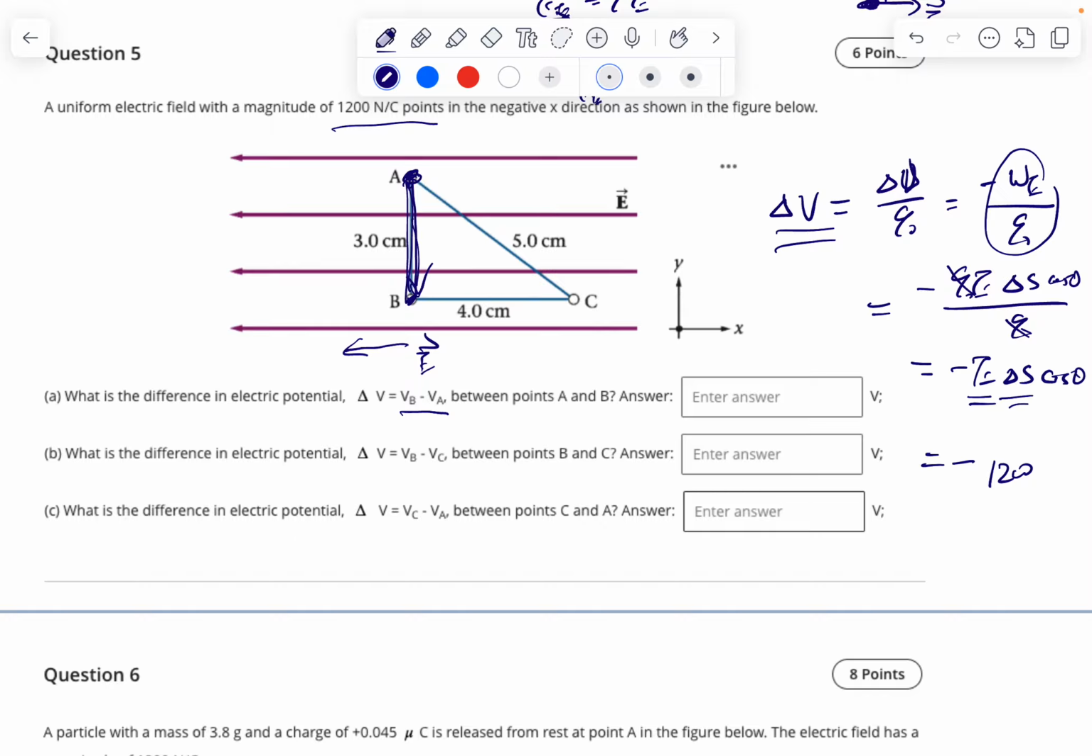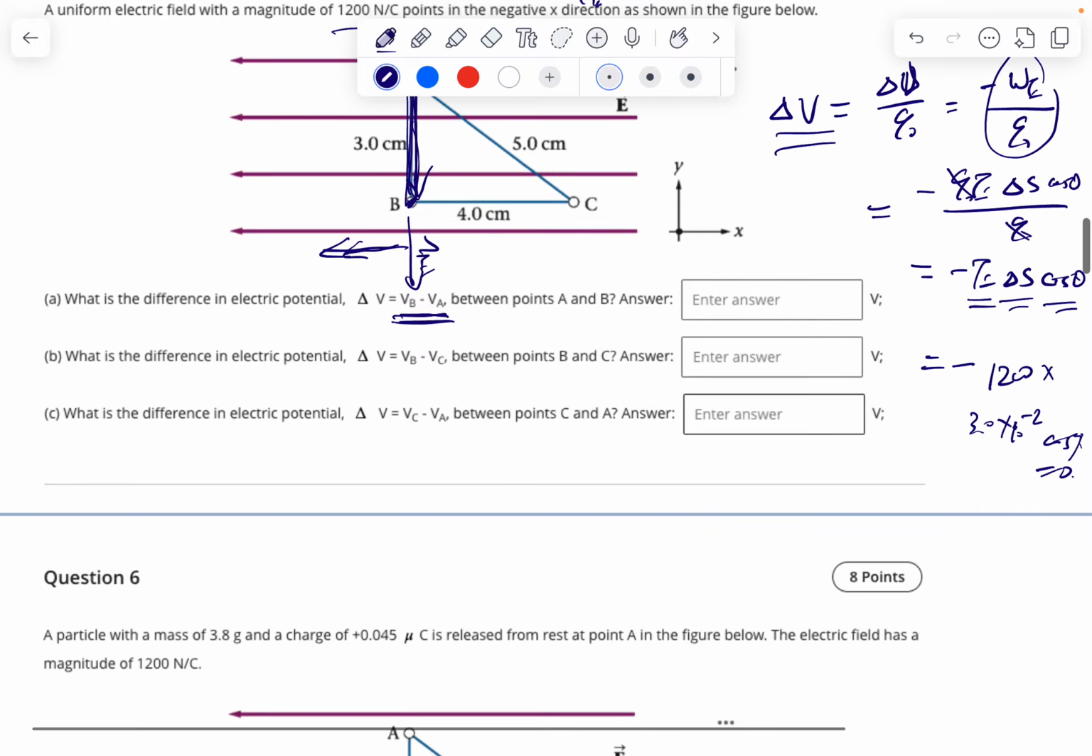Okay. Well, times 3.0 centimeters is 3.0 times 10 to the negative 2 meter. And then cosine theta. You look at theta, right? So this is your E, go this way. This is your displacement, go this way, right? Angle here is 90, cosine 90, which is 0. Okay, so VA minus VA is 0. Same potential, because potential difference is 0.